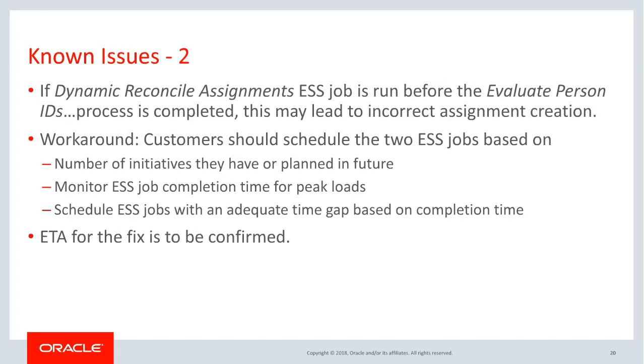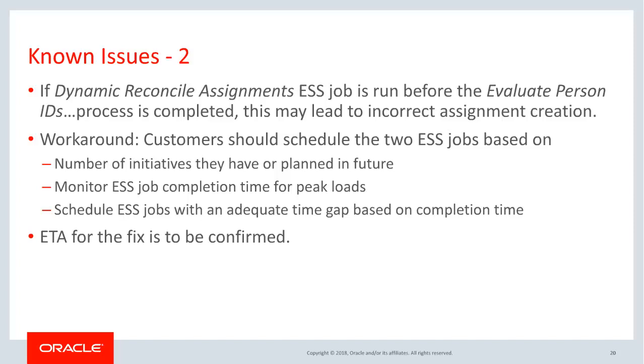The second known issue with learning initiatives is that if the Reconcile Dynamic Assignments ESS job is run before the Evaluate Person IDs job is completed, this may lead to incorrect assignment creation for learners. The workaround is to schedule the two ESS jobs such that the second ESS job starts only after the first one is completed.